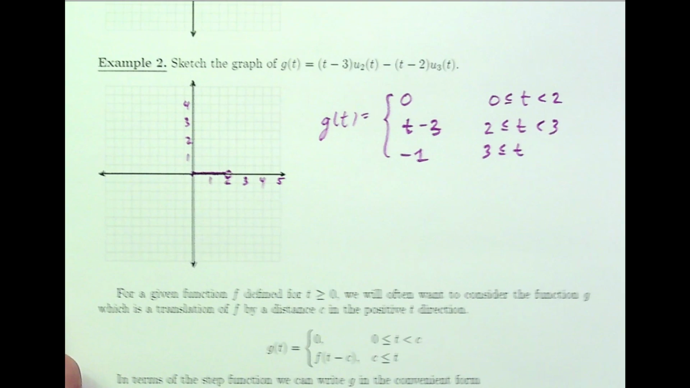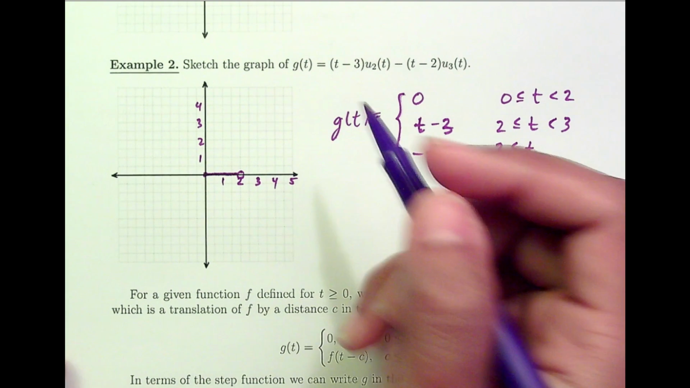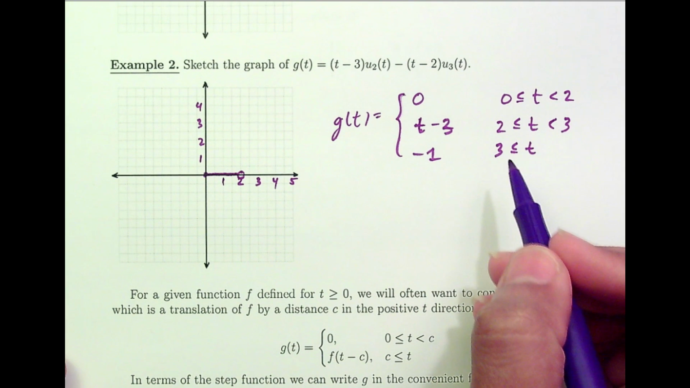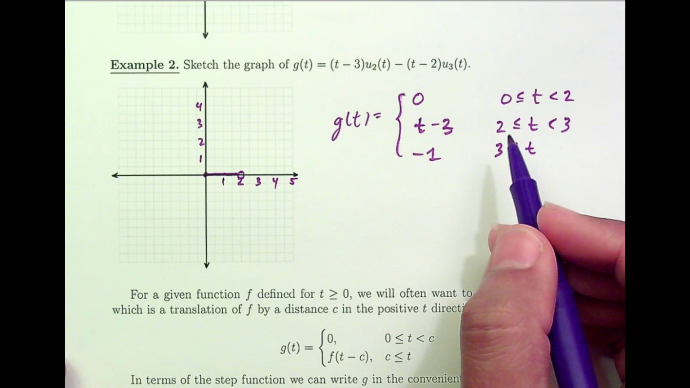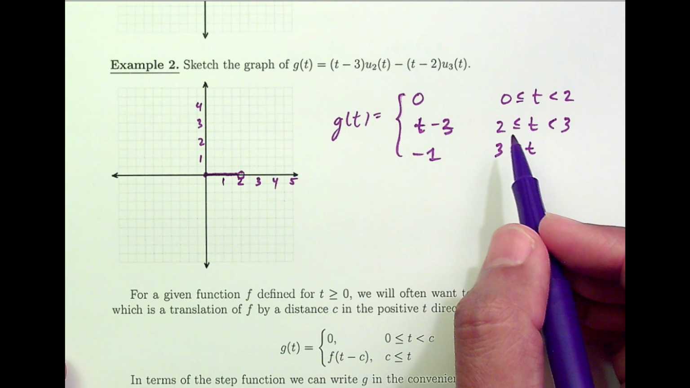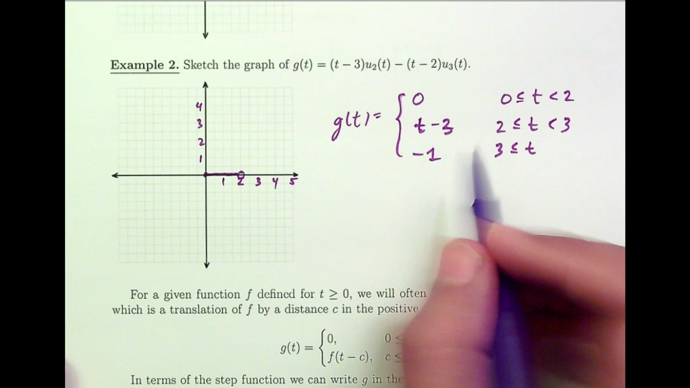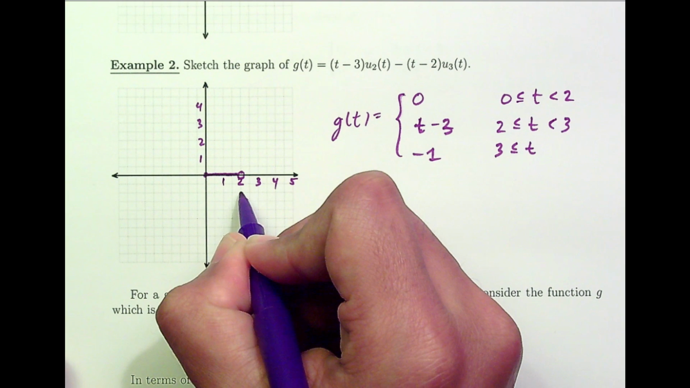Between 2 and 3, you have t minus 3. Well, that's the equation of a line. So that means we're going to have a segment of the line that is between 2 and 3. But if we didn't have restrictions, t minus 3 would be a line. So what we're going to do is draw this line by plotting the beginning and the end. The beginning of this line between 2 and 3 would be right when t equals 2. When you plug in t equals 2 here, you get 2 minus 3, which is negative 1. So right at 2, you get negative 1 right there.